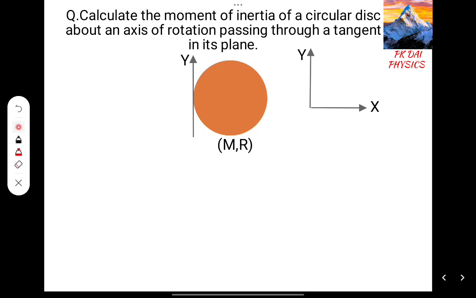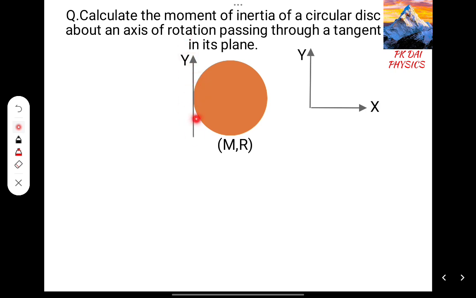Okay, let us calculate the moment of inertia of this disk. You can see this disk about this axis. This axis, you can clearly see, is a tangent, and it is a tangent in its plane. It is not perpendicular, it is in its plane.